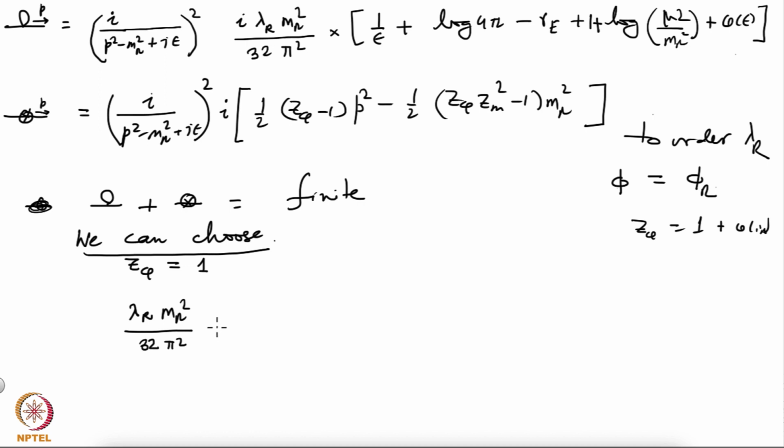mr square minus, because you are adding these two up, minus, so this one gives you half, minus half, z phi zm square minus 1 mr square. So when you add these two up, you get one term which is this, and I want this to be finite. Okay, I am not specifying what exactly finite number I want it to be, but I want it to be something finite. No, there is a pole that I have missed. This 1 over epsilon I have missed.